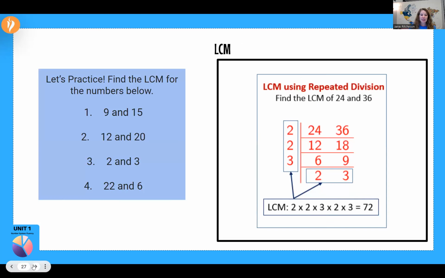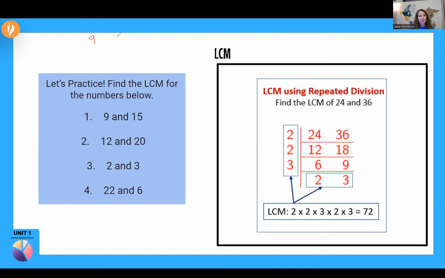All right, so let's practice. But this time we're going to use our ladder method to help us find the least common multiple. So the ladder method is good, not just for least common or greatest common factor, but also least common multiple. So let's start with 9 and 15. Just like we did before, we're going to think, is there a number that I can divide 9 and 15 by? The answer is 3.